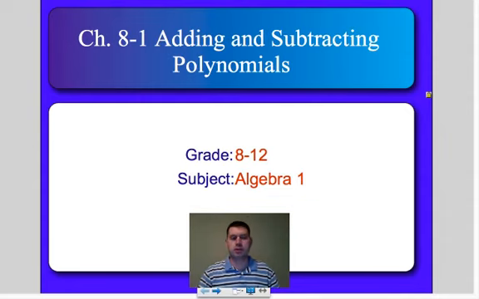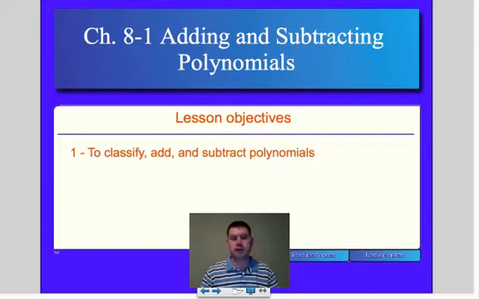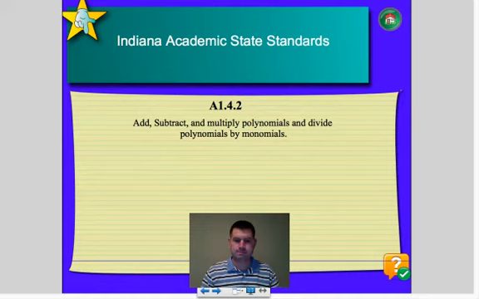Okay, so welcome back. We're going to be talking about Chapter 8.1 now, which is adding and subtracting polynomials. So we're going to be talking a lot about polynomials, quadratics, things like that. So the first thing is to classify, add, and subtract polynomials. Okay, we're in A1.4.2.